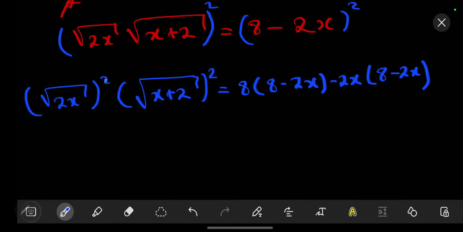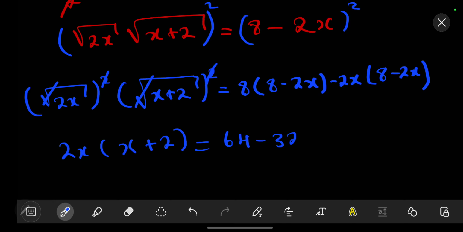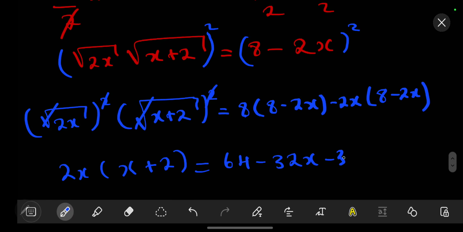So when we do that, let's work with this. So this square cancels with this square. So we have our 2x, open brackets, our x plus 2. Then we are going to have 8 times 8 gives us a 64. 8 times 2 gives us a negative 32 x, negative 2x times 8, it will be minus 32x, then negative 2 times negative 2, it will be plus our 4x squared, like that.